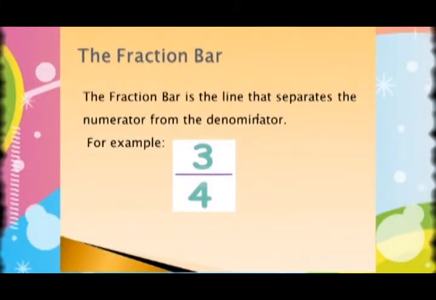Let's now look at the line that separates the numerator and the denominator. It is called the fraction bar. The fraction bar is the line that separates the numerator from the denominator. For example, here we have the fraction 3/4. The fraction bar is that line that separates the numerator from the denominator.